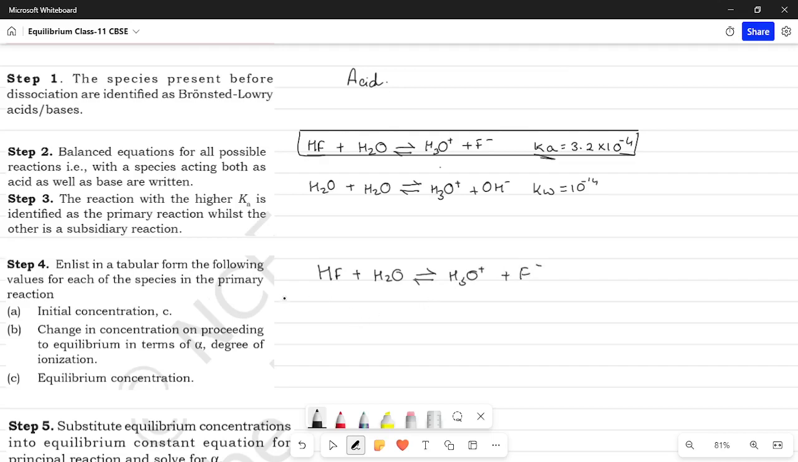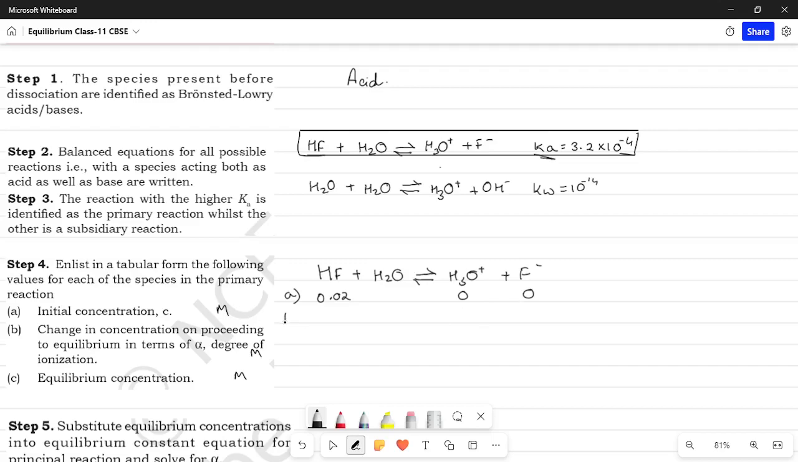So the initial concentration, I'm just going to denote it by A. The initial concentration for the HF is going to be 0.02 molar. So this will be in molar, all the three. So 0.02, that's the initial concentration. You don't have anything for H3O plus and F minus.